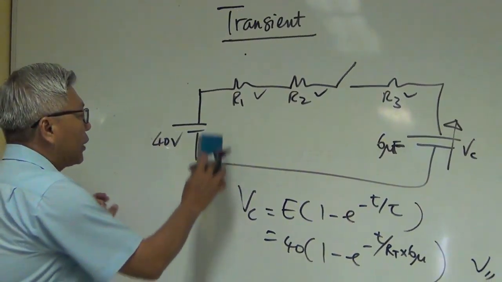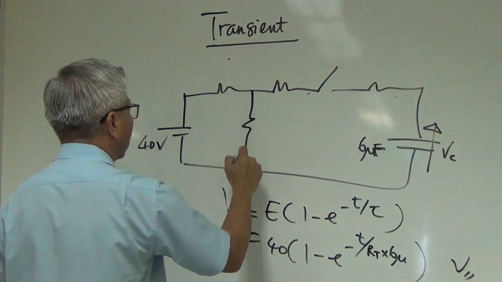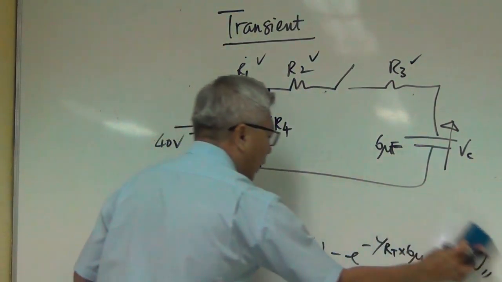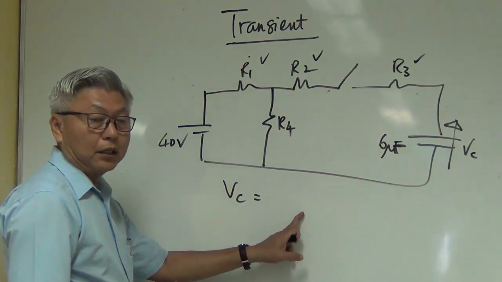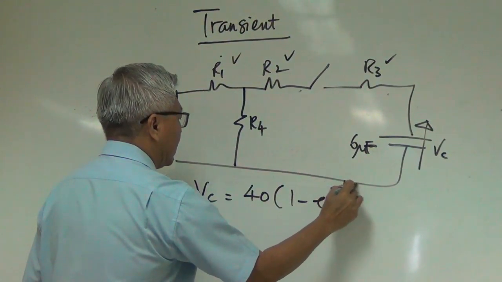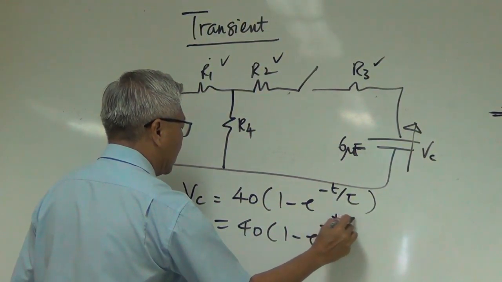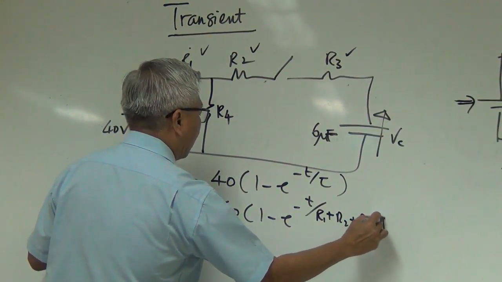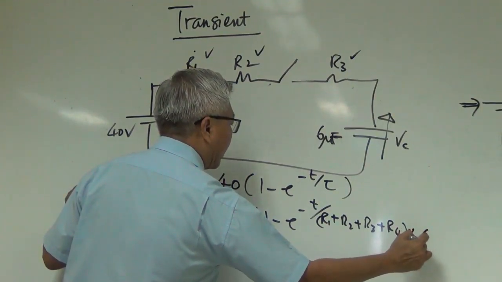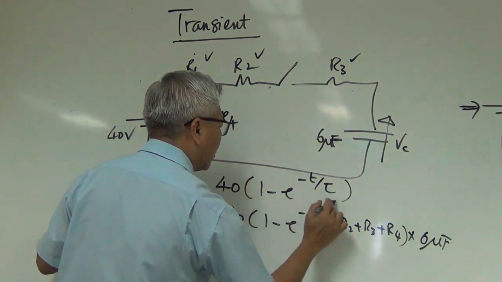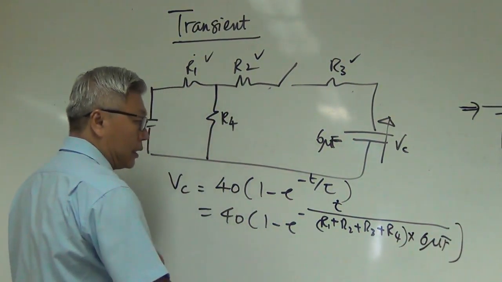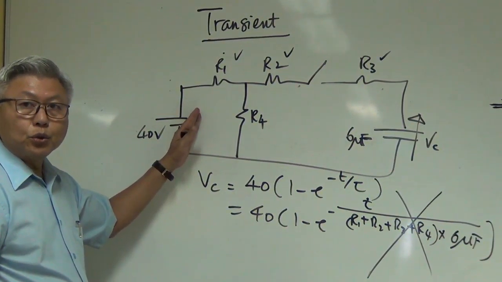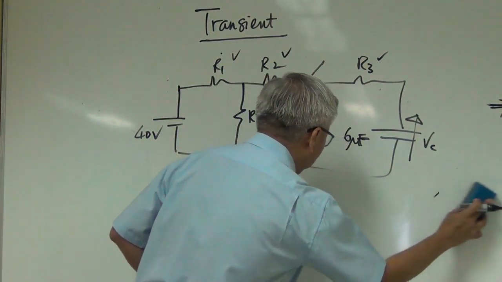Okay, now what if I change the circuit a little bit? I give you all the values, and this is R4. Then I say, find me the expression for VC. Then you write down 40 times (1 minus e to the minus t over time constant), and then you write 40 times (1 minus e to the minus t divided by the total resistance), which you say is equal to R1 plus R2 plus R3 plus R4, then multiplied by C, 6 micro. If you write things like that, this is wrong. Why is it wrong? Because this is not a simple series circuit. So what must you do? You must simplify this using Thevenin's theorem. So the first thing that you need to do is to find RTH and ETH.